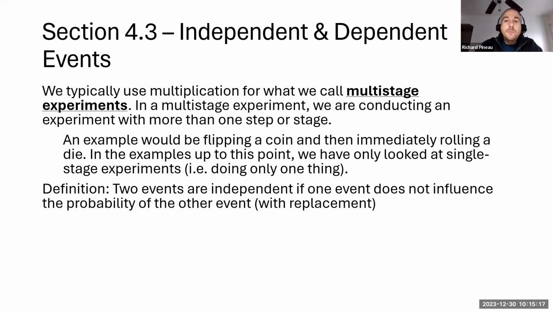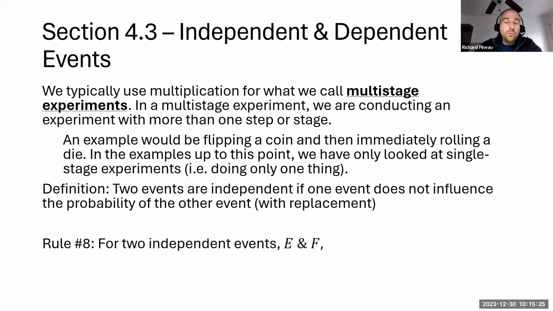Now, 2 events are said to be independent if one event does not influence the probability of the other event. And the wording that I'm using here is with replacement. So in other words, I do something and I put the thing or the object back. I select a card, I look at it, and I put it back into the deck with replacement. I haven't changed anything about the object that I am experimenting with. That's what we mean by independent, okay? For two independent events, E and F, the probability that E and F occurs, or the intersection, is equal to the product of the two events.